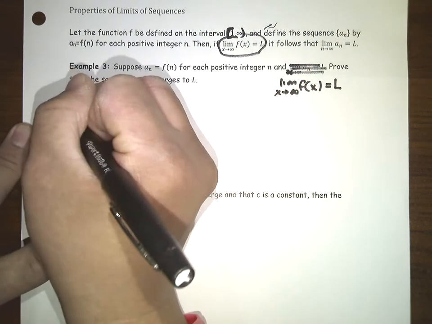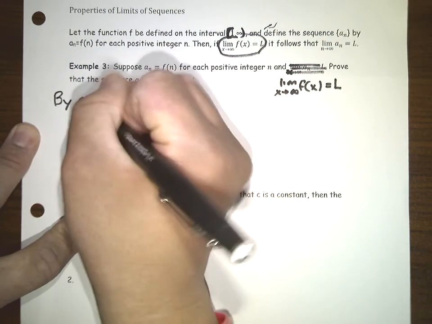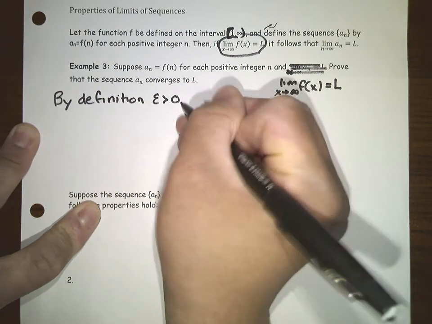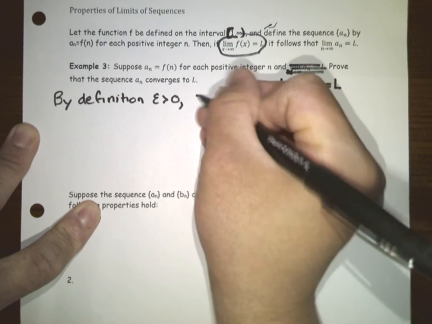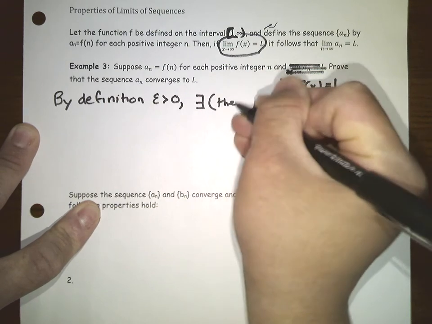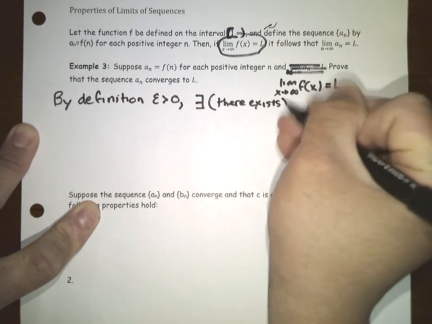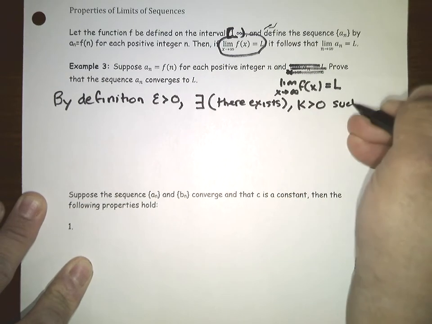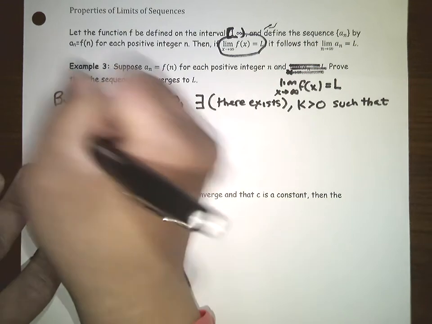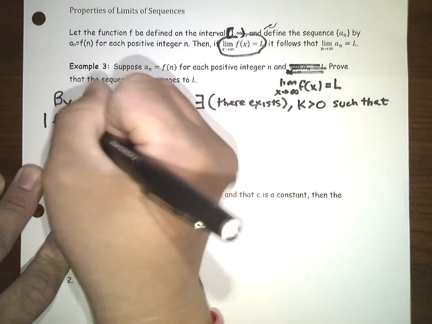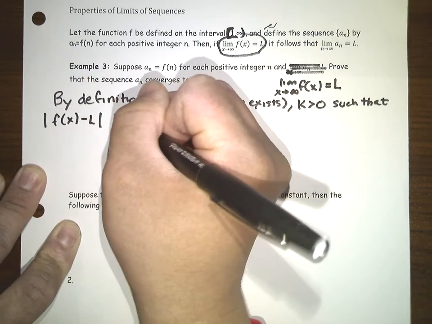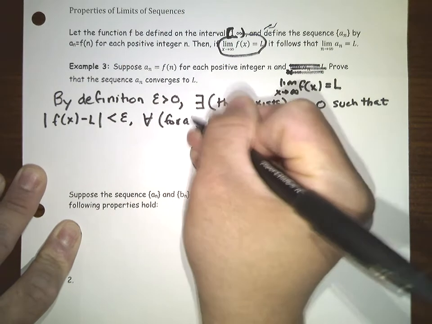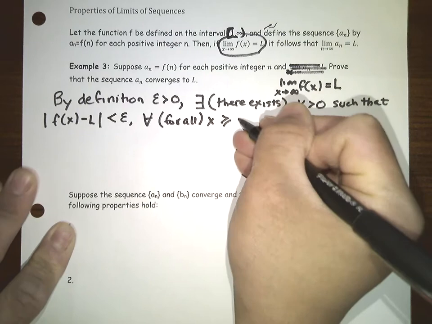So here's how we're going to do that. By definition, if you recall, then the epsilon is greater than 0. So then there exists, so this is the symbol for there exists, a k greater than 0 such that the absolute value of f of x minus L is less than epsilon for all x greater than or equal to k.